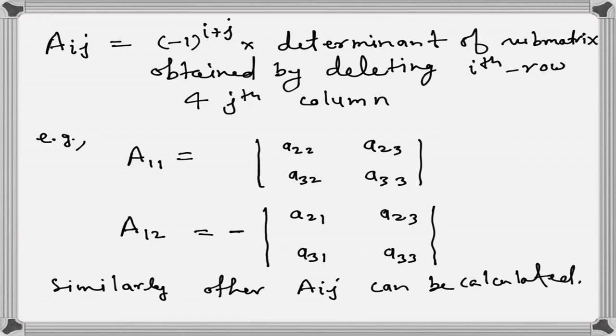So to find the adjoint of A, we first calculate all these cofactors, and then we form a cofactor matrix and take its transpose. That will be the adjoint of A. Okay, so now we know how to calculate the inverse of a matrix. There are two important properties related to the inverse. The first one is that the determinant of A inverse is equal to 1 upon determinant of A.